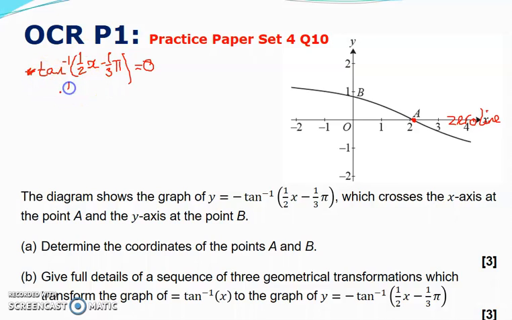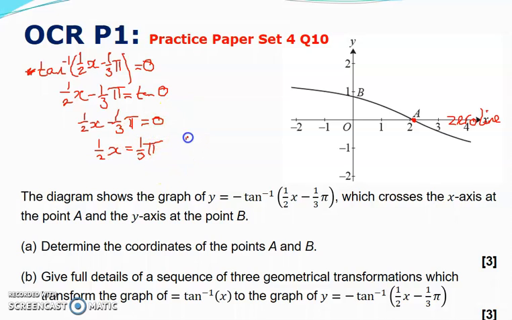Move the tan onto the other side, I get a half x minus a third pi equals tan of 0. And tan of 0 is 0. So therefore a half x minus a third pi equals 0. A half x equals a third of pi. Presumably x therefore is 2/3 of pi. Pi is 3.14, so 2/3 of pi is about 2, yeah, that's about right.